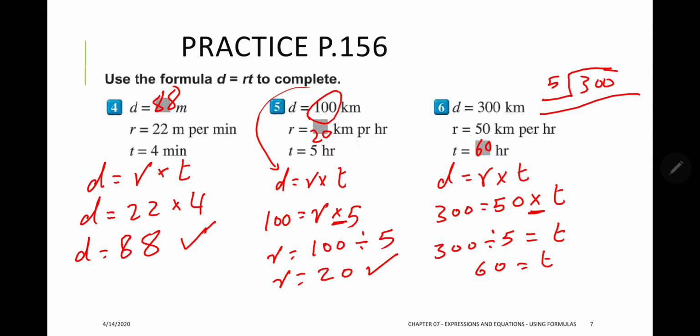So when you want to find the result for any formula, just try to use inverse operation. And you know the inverse of plus is minus, the inverse of minus is plus, and the inverse of multiply is divide. And if you have divide, the inverse of it is multiply.